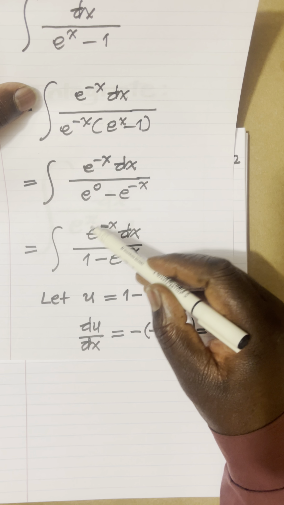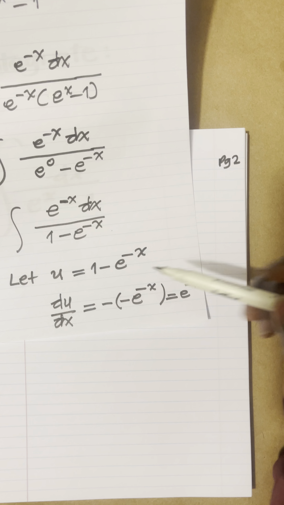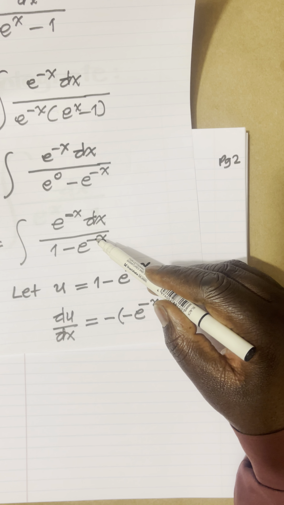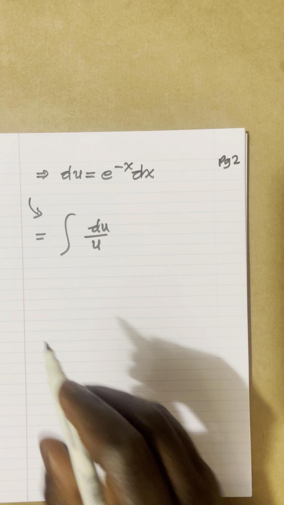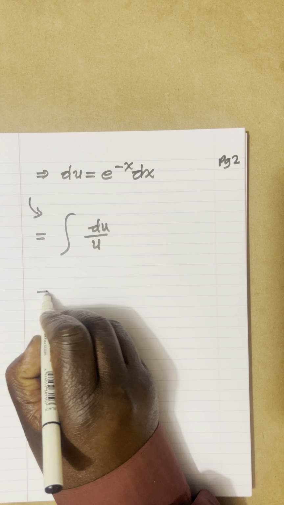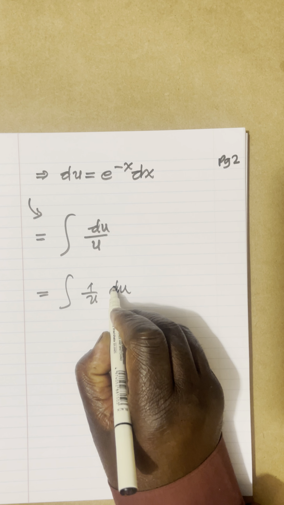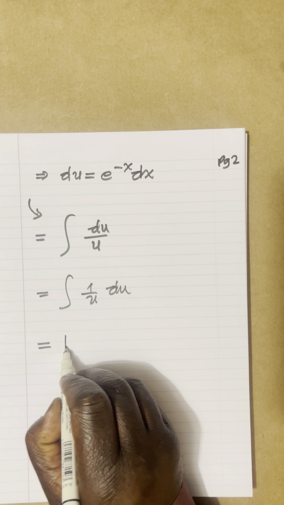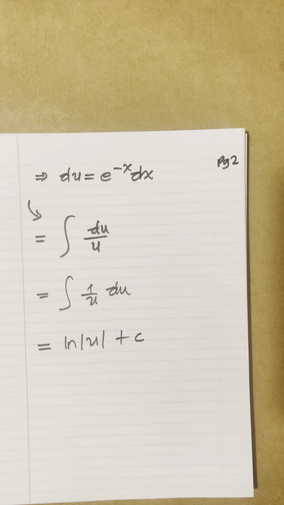Let me just show you again. This expression in the numerator is actually du according to this equation here, and in the denominator you have 1 minus e to the power minus x. Remember, that's our u. So the integral changes as follows. We can rewrite this as the integral of 1 over u du, and you'll agree with me that this is just natural log of u, and we have to say plus c because our integral is an indefinite one.